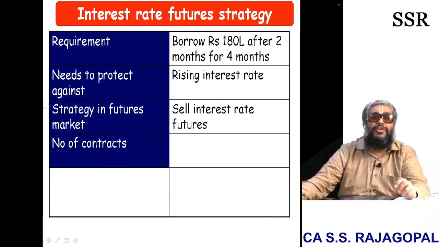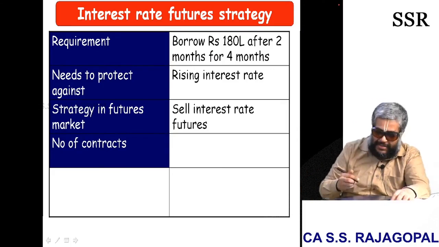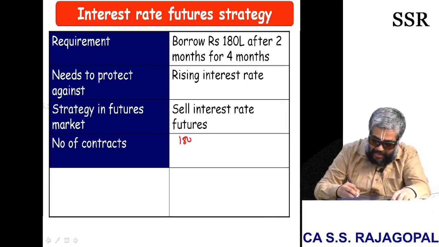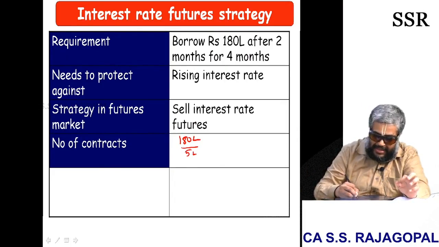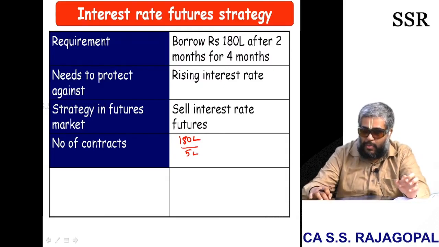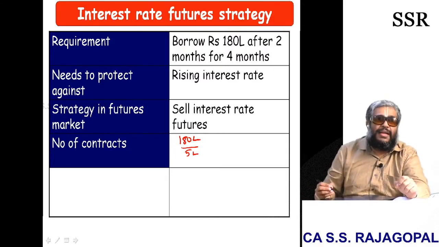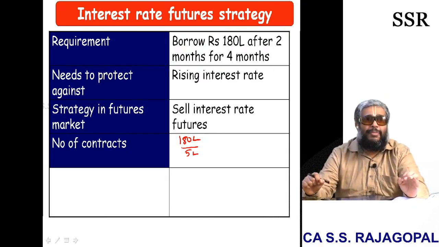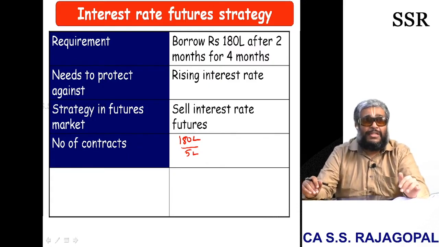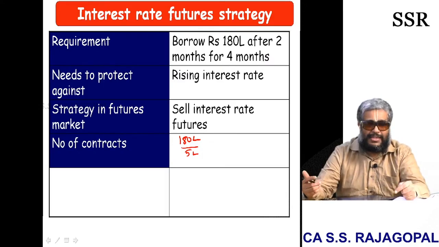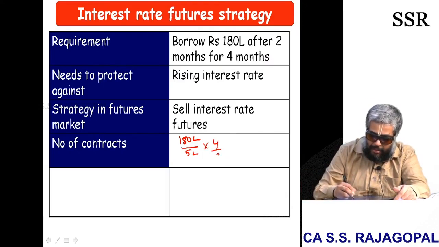Next, number of contracts. Friends, listen. Normally 180 lakhs divided by 5 lakhs, so I should go for 36 contracts. How many contracts here? 36 contracts. But the problem is, on all these 36 contracts, on the notional principal, they'll multiply by 3 by 12 because it's a 3 months interest rate futures. But I have a 4 months loan. Increase the number of contracts by multiplying by 4 by 3.